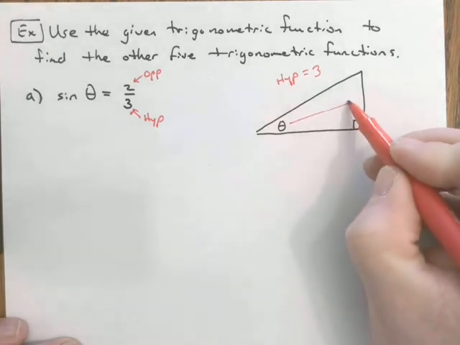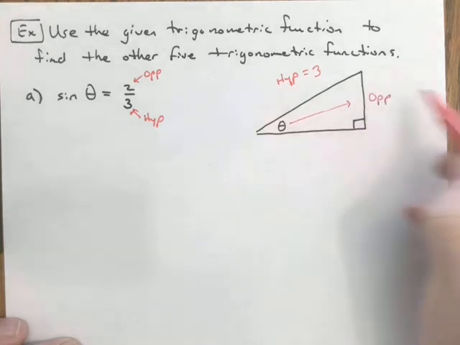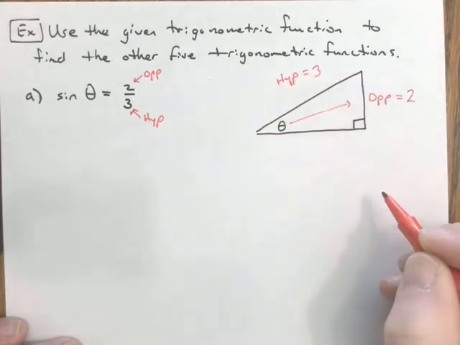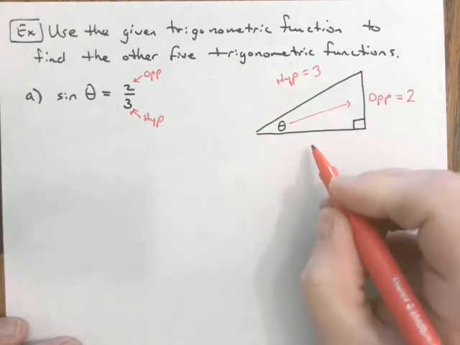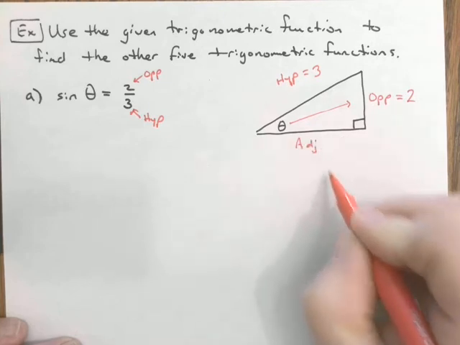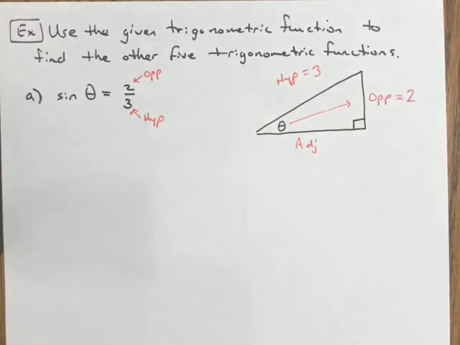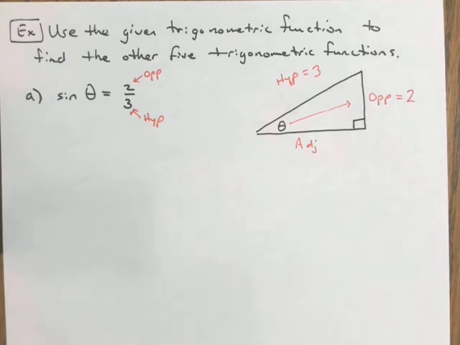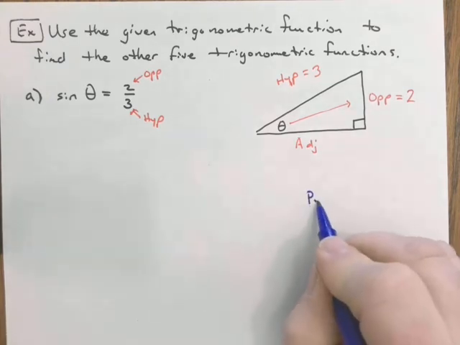Across from our angle theta is the opposite side. And I know that that is 2 for this problem. And then the side remaining here, that is our adjacent side, and I don't know what the length of that side is. I do want to figure out what the length of that side is, so I'm going to use the Pythagorean theorem.